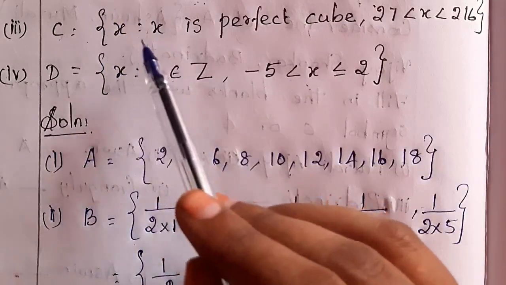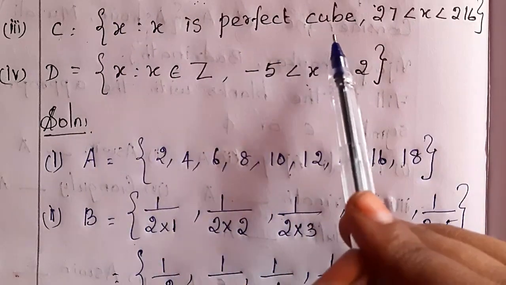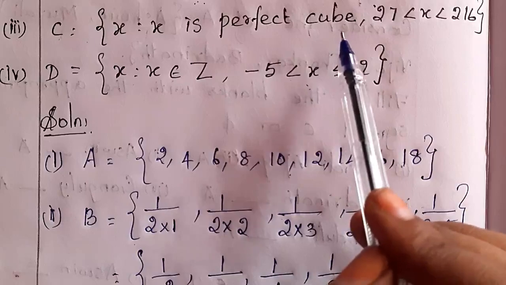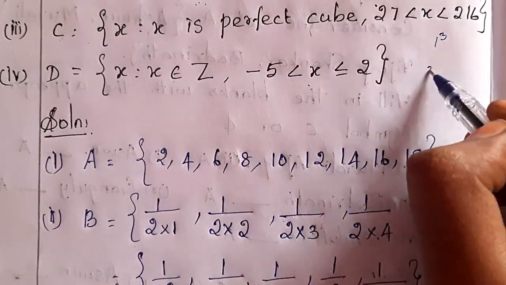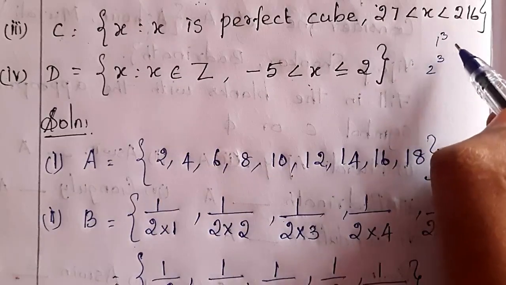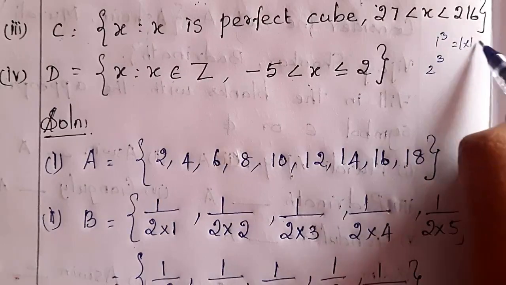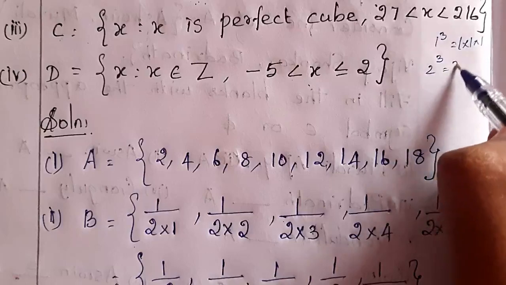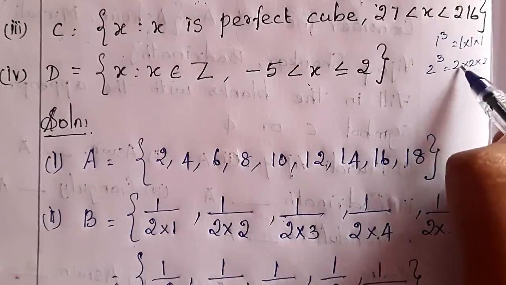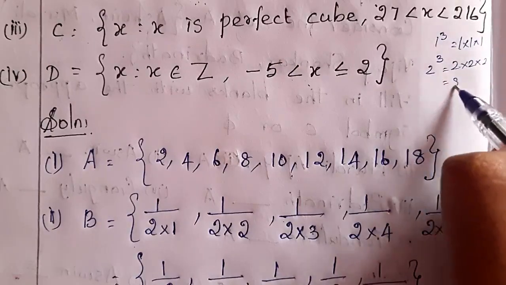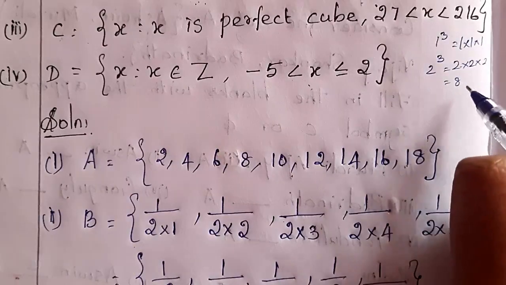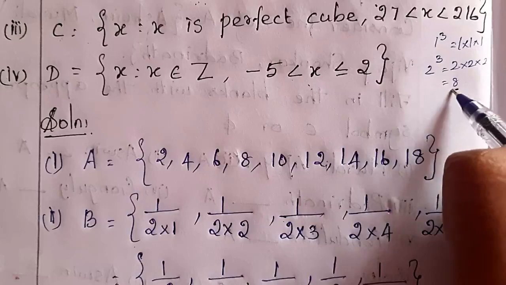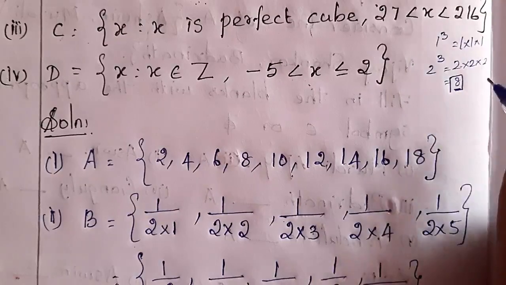All x values are perfect cube numbers. What is a cube? Did you ever see 1 cube, 2 cube? The value of 1 cube is 1 into 1 into 1. 2 cube is 2 into 2 into 2. 2 2s are 4, 4 2s are 8. So 2 cube value is 8. This 8 is known as a perfect cube number.